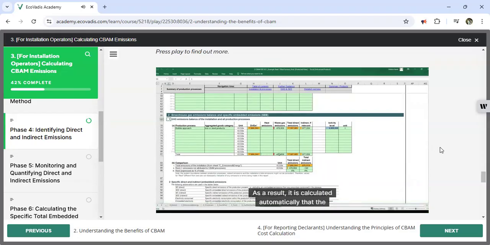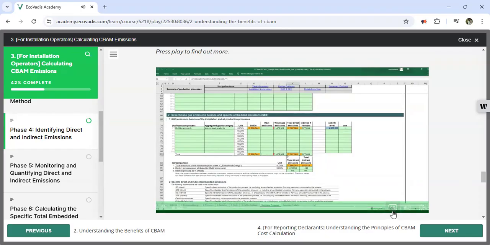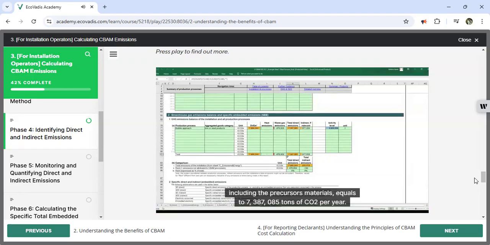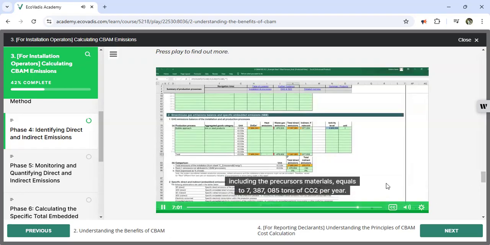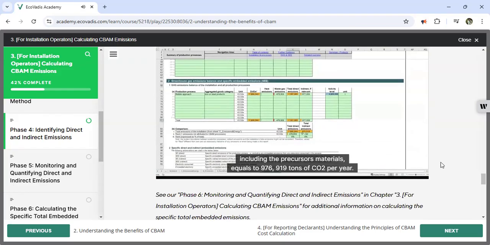As a result, it is calculated automatically that the steel and iron imported has the following reported and verified emissions. Total direct emissions of a production process for steel and iron products, including the precursor materials, equals 7,387,085 tons of CO2 per year. Total indirect emissions, including the precursor materials, equals 976,919 tons of CO2 per year.